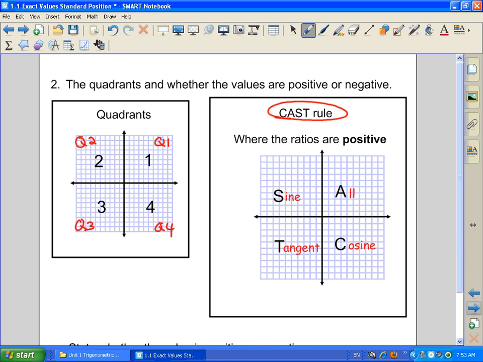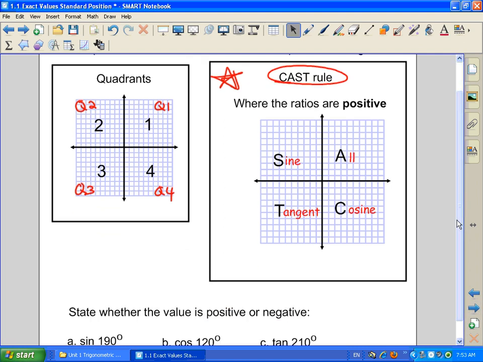This is something you're going to want to memorize. Make sure you know this for sure. You'll be using this a lot. The CAST rule tells us when each of the trig ratios are positive.